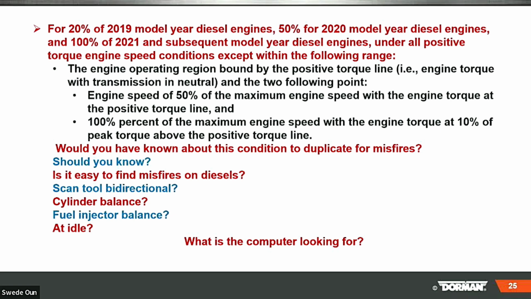And I asked a question about idle. Keep in mind, you need to know what the computer is looking for. That's your key to everything. If you know what the computer is looking for, then that's what you should be looking for.